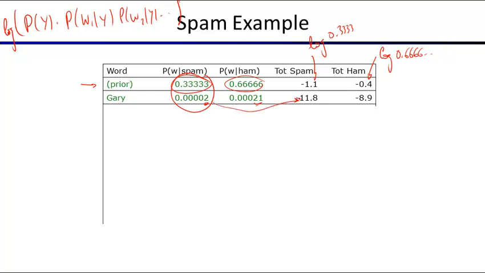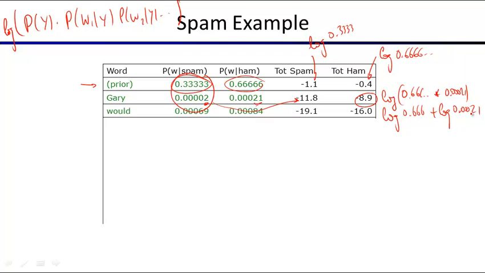We take now the product of these two numbers and take the log, which gives us this number over here. And same thing, this number over here is the log of 0.66 times 0.0021. In practice, the way we keep track of this is, we already had the log of 0.666, and then plus the log of 0.00021, and keep this running sum as we go along. Next word, would. Again, we take the log of these two numbers, add them on, and keep track of the running sum here. For now, ham is looking better with minus 16 than spam, which is minus 19, a worse score.